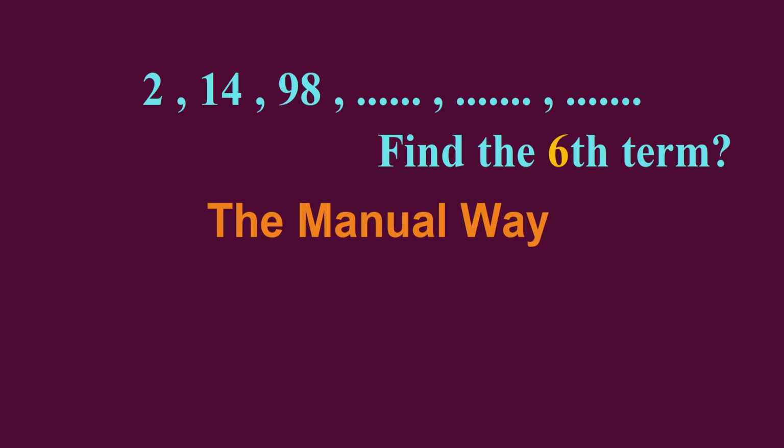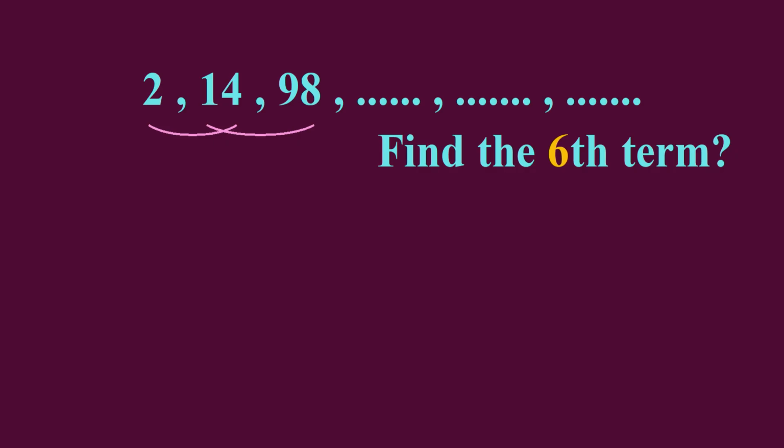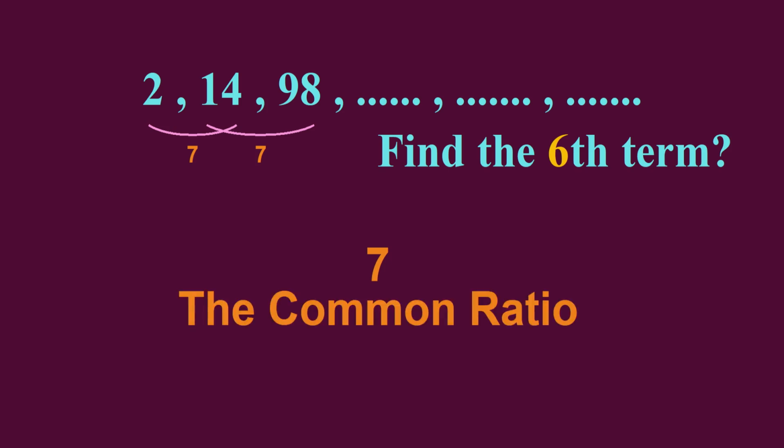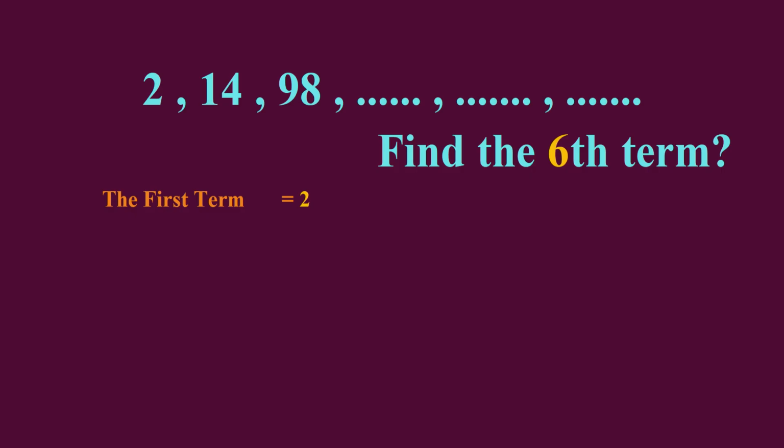As you can see, we found that each term is multiplied by 7. This 7 is what we call our common ratio. Since the first term is 2, we can get the second term by multiplying the first term by 7. And the second term is 2 times 7, which equals 14.